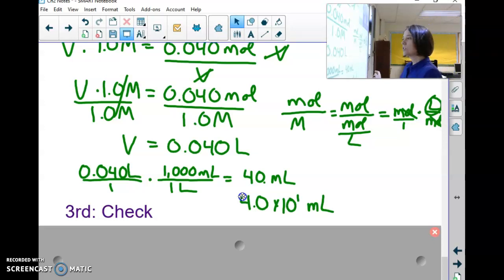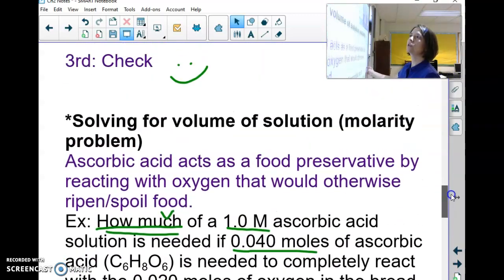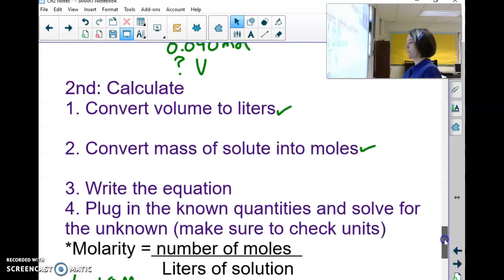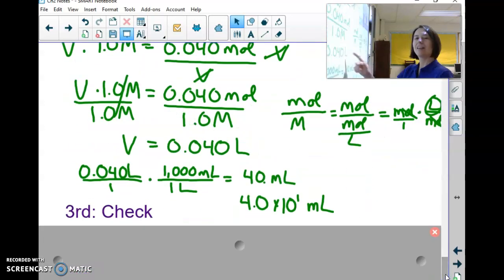Okay, so we got an answer. It's in significant digits. Is it reasonable? All right, so now if I have a 1 molar solution, I'm going to have 1 mole for every liter. So if I have 0.40 moles, I should have 0.40 liters. And that is what I have. Good job.